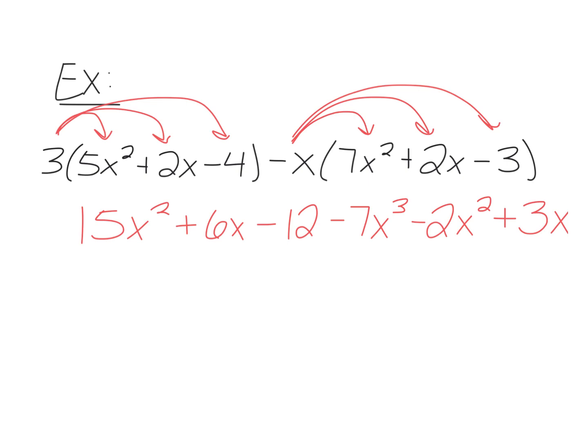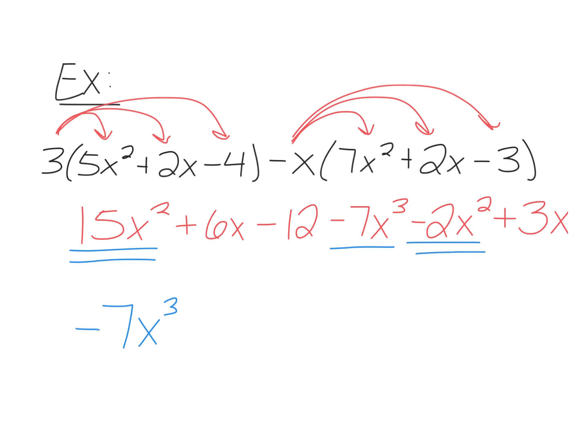What do we do next? Simplify. Look for your highest degree. What's our highest degree? 3. Does it have any other like terms? Is there any other term with degree 3? Nope. So I'm going to pull that one down. What's our next degree? 2. So we have 15x squared and we have negative 2x squared.